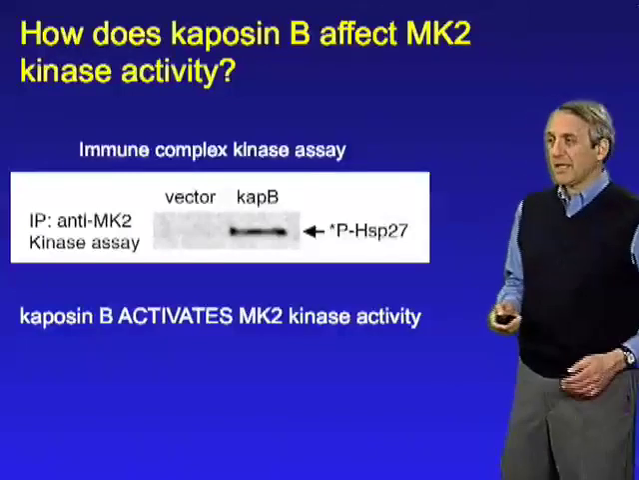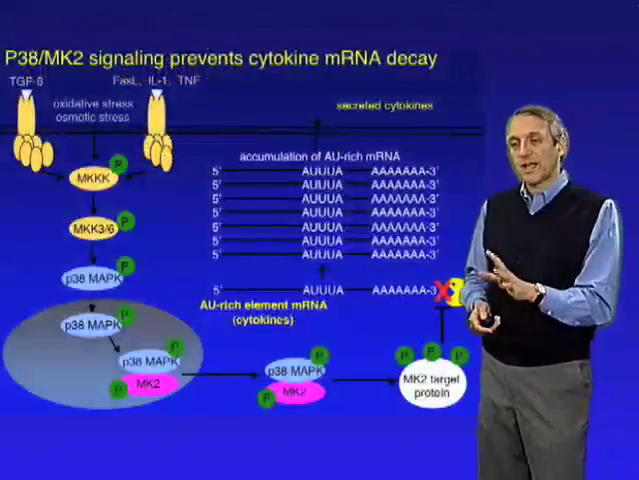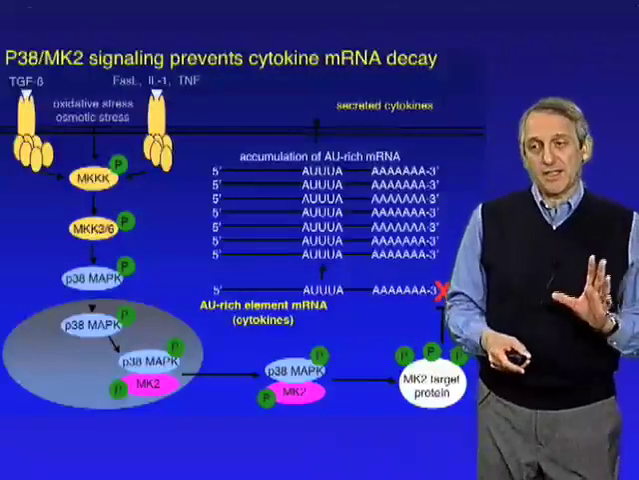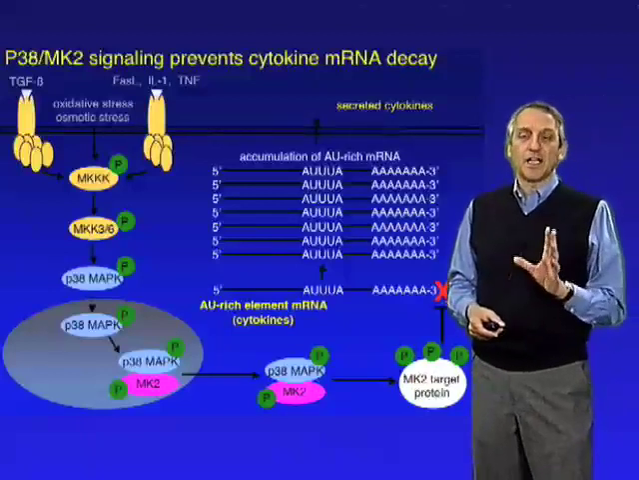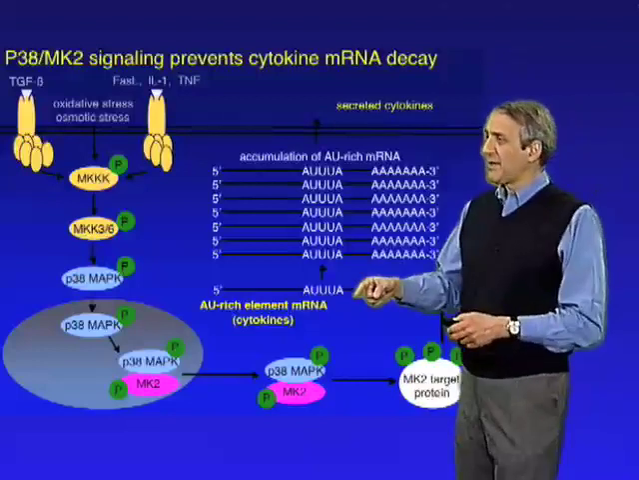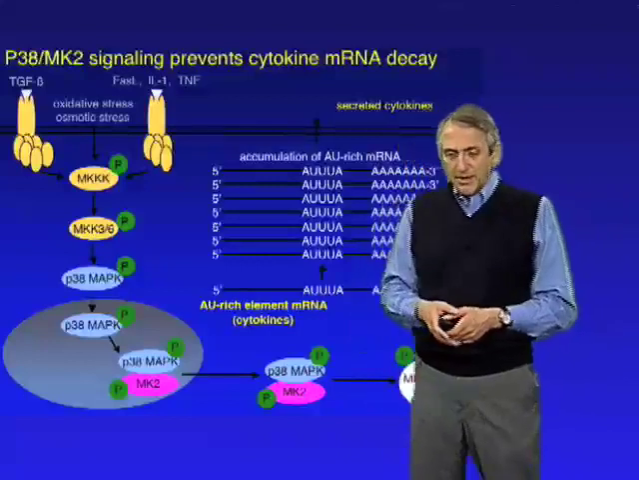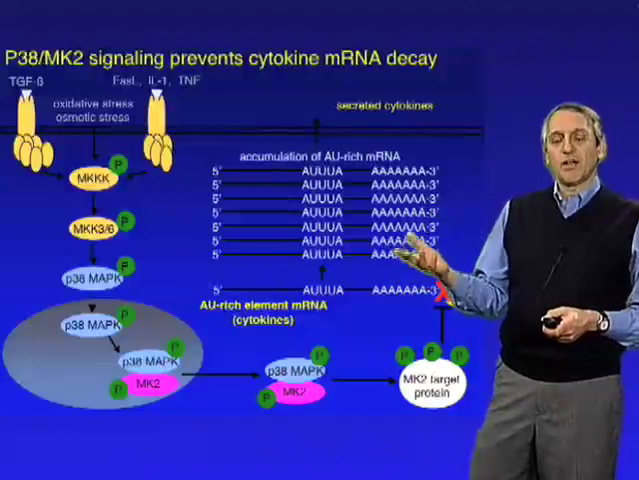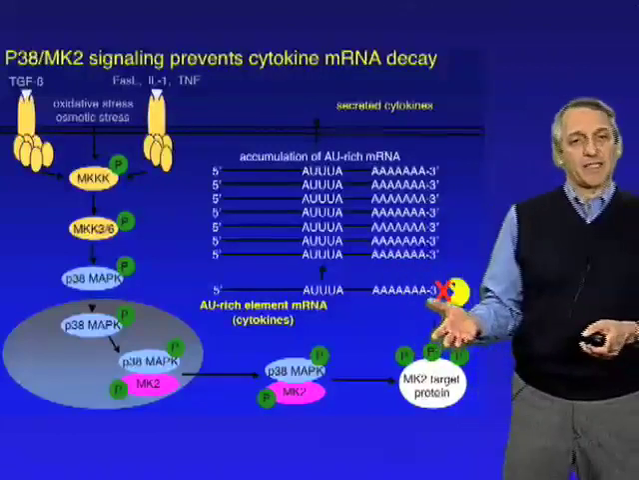So what does that mean? Well, I haven't told you yet what MK2's cytoplasmic kinase activity is for. It's probably for many things, but one thing that it is clearly for is to govern the half-lives of cytokine messenger RNAs. So some of you may know that cytokine messenger RNAs were discovered back in the 80s by Bob Kamen to have AU-rich elements in their 3' UTRs that make their messages extremely unstable.